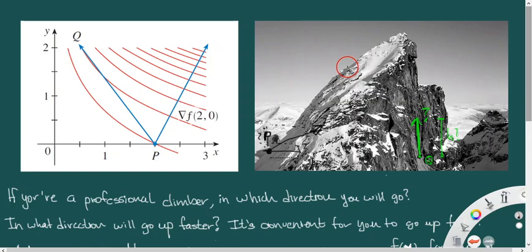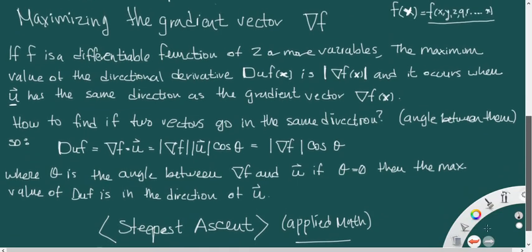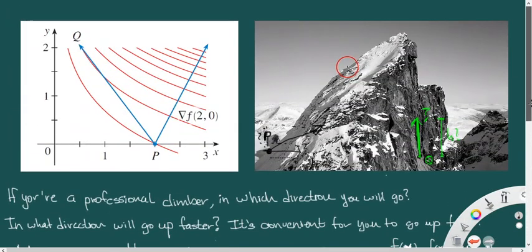Okay, well, I hope this is fairly clear. Let's continue with this maximizing gradient vector with a couple of examples.